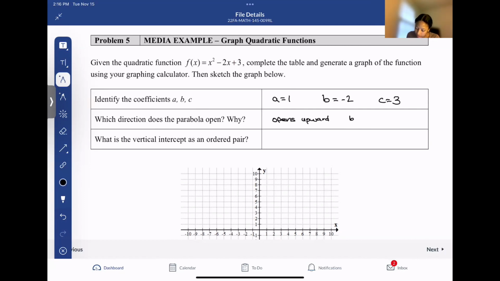And that's because A is greater than 0. It's equal to 1, so it's greater than 0. All right, and the last part, what is the vertical intercept as an ordered pair? C is equal to 3. So the vertical intercept, or the y-intercept, would be the ordered pair (0, 3).